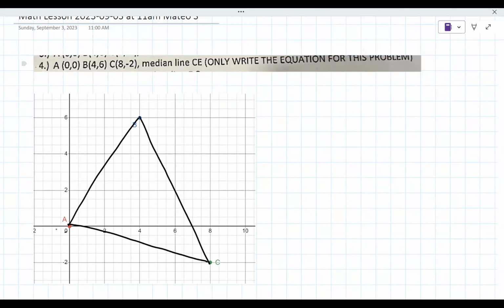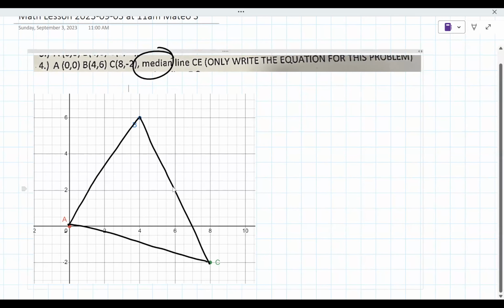So now the median, any idea what a median line is? The middle? Where does it start? It starts at a point and ends in the middle between two. Better wording is it starts at a vertex, like A. A is a vertex, and it goes to the middle of the opposite side. I have a definition here: median of a triangle, a line segment connecting the vertex of a triangle to the midpoint of the opposite side. So you have to be a parrot. You have to repeat that when someone asks you.